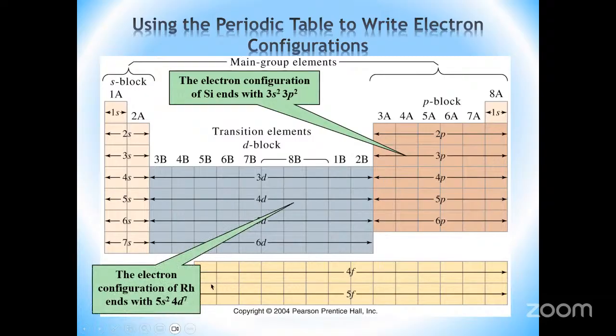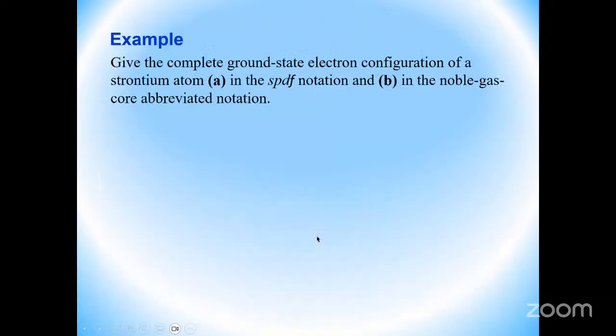And then this is another example here for rhodium. Its electronic configuration ends with 5s2, 4d7. Okay, so an example here is asking for the ground state electron configuration of the strontium atom. So strontium belongs to group 2, and what's the atomic number of strontium? I can't see it from here. 38. 38, okay. So the atomic number of strontium is 38.